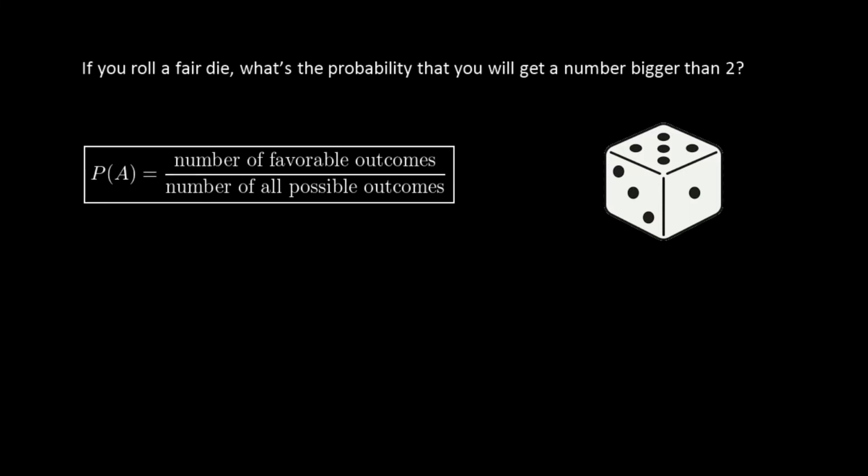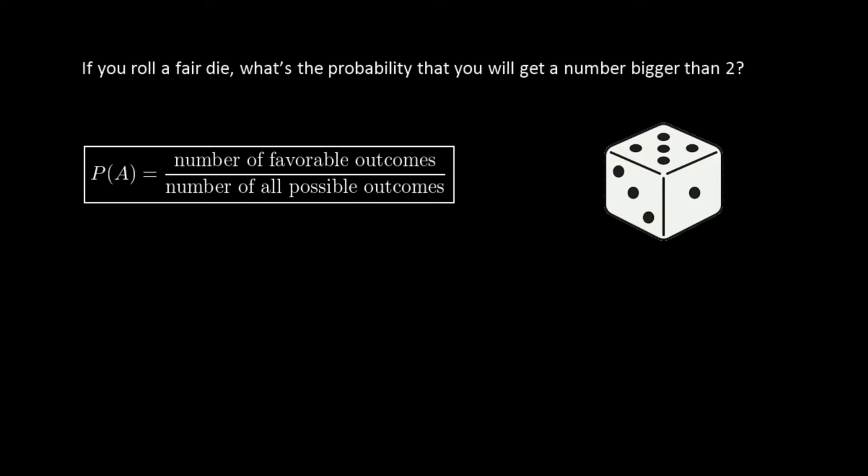So being interested in numbers bigger than 2 is something that's called an event in probability. So we're interested in an event A, that's getting a number bigger than 2. So we could work with probably the easiest definition of probability: the probability of this event A, getting a number bigger than 2, would be the number of favorable outcomes, the outcomes that we are interested in getting, divided by the number of all possible outcomes.